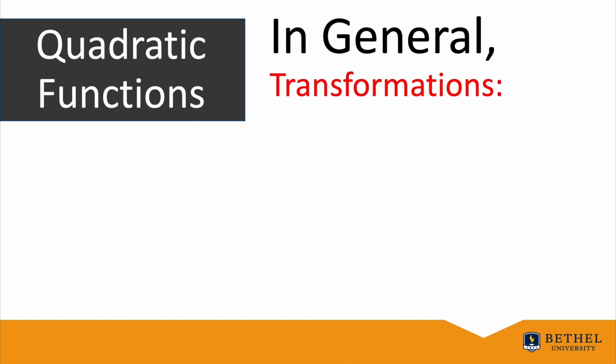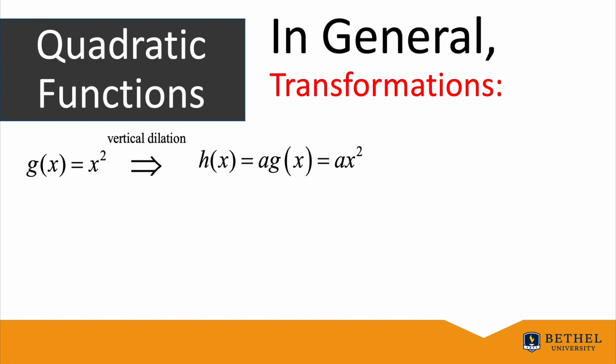Start with the basic function g of x equals x squared. Multiply this function by a to get h of x equals a times g of x equals a times x squared. You could call this a vertical dilation. If a is bigger than 1, this dilation stretches the graph in the vertical direction. If a is between 0 and 1, it compresses the graph in the vertical direction. And if a is negative, a reflection across the horizontal axis also comes into play, where the absolute value of a determines whether it's a stretch or a compression.